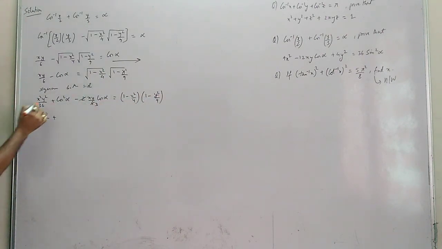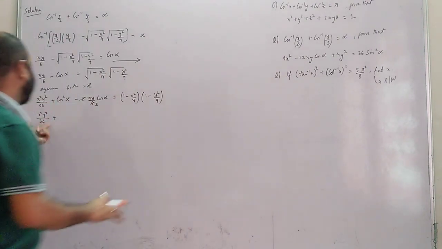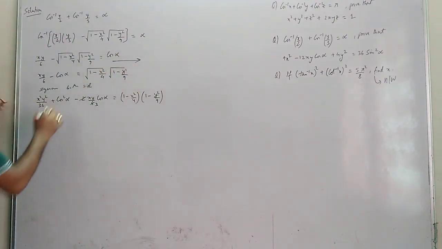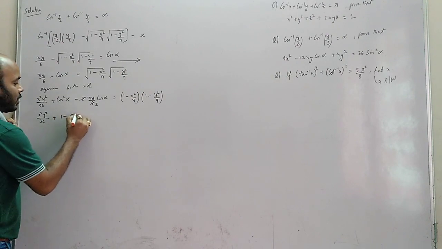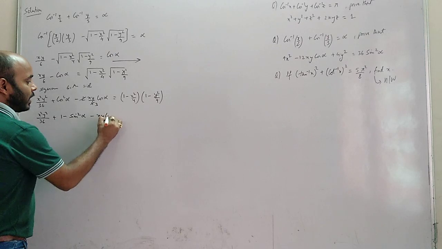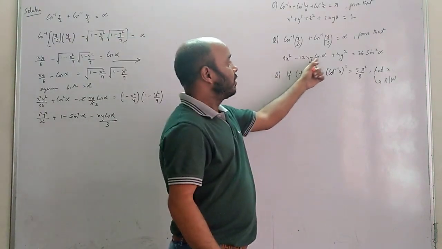Now see, this will remain like this, x square y square. We have the term x square y square here. We don't have it on the other side, so leave it, don't do anything. Do we have cos square here? No, we have sin square. So in the place of cos square, write 1 minus sin square alpha. Minus xy cos alpha by 3. Keep it like this. We have xy cos alpha here.